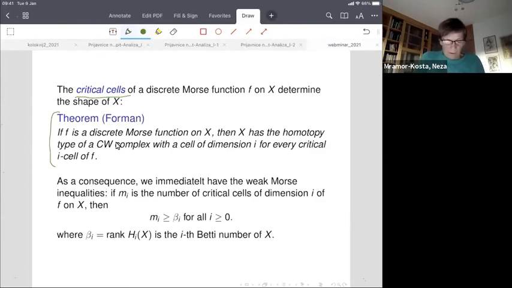So one of the immediate consequences of this theorem is that since we know that we have this homotopy type of a CW complex, we can compute the cellular homology of this space, which will be determined by the critical cells of the complex. And from this, it follows that the number of critical cells in each dimension is bounded by the Betti number in that dimension. So we have the weak Morse inequalities immediately from this theorem.